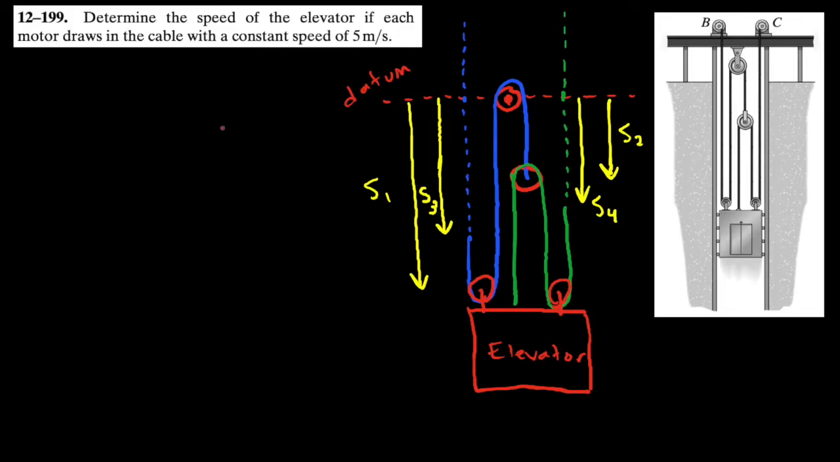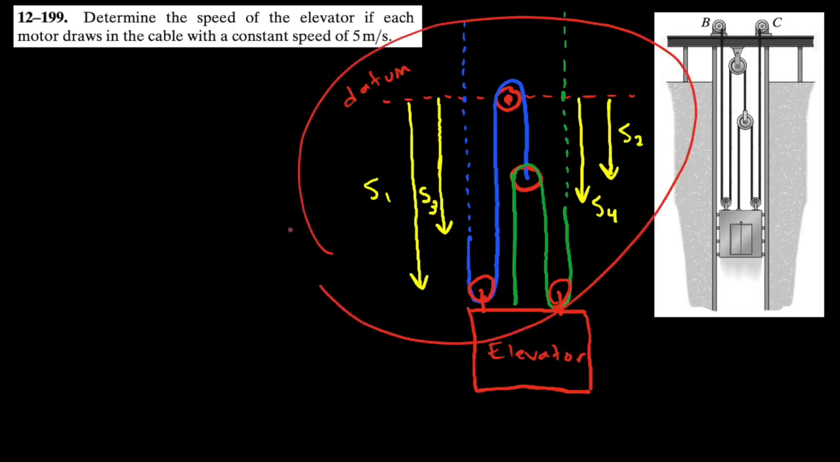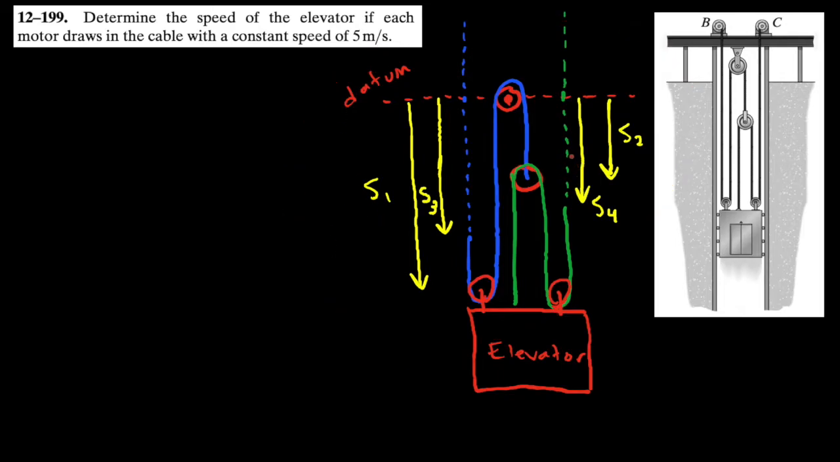The problem states: determine the speed of the elevator if each motor draws in the cable with a constant speed of 5 meters per second. So I've drawn out this helpful diagram to understand the question.